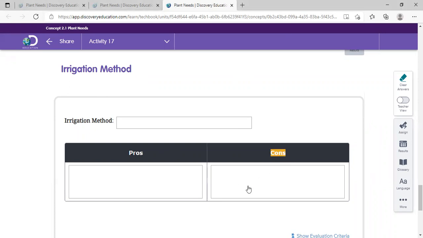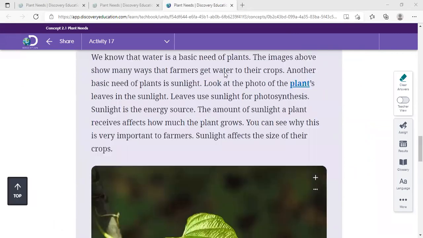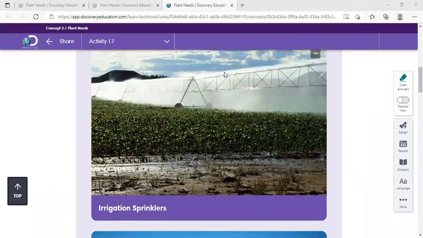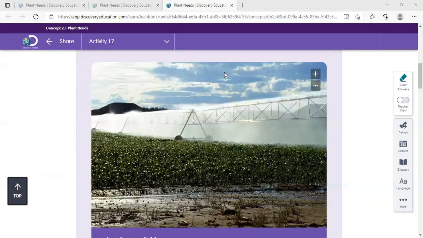or the cons of this irrigation method. Let's talk about the first irrigation method, which was the irrigation sprinklers. Can anyone talk about irrigation sprinklers? What can you see from the picture? What are the advantages and the disadvantages of this irrigation method? Come on, guys, think. Can anyone help?